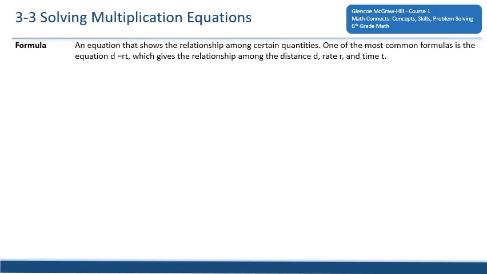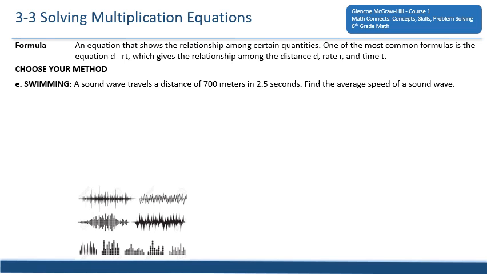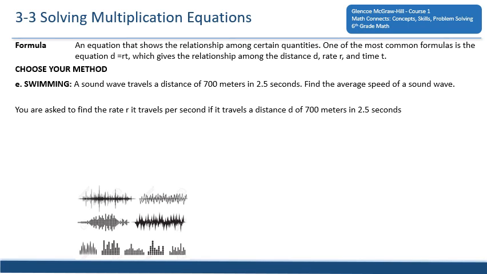So, once again, we have the formula for distance equals rate times time. A sound wave travels a distance of 700 meters in 2.5 seconds. So this time we know the distance and the time. Find the average speed of a sound wave. You're asked to find the rate it travels per second if it travels a distance of 700 meters in 2.5 seconds. So again, we know distance and time, and we have to find rate.